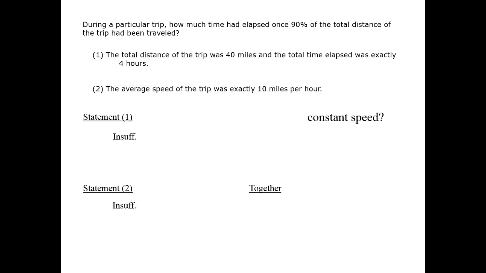Combining statements doesn't allow us to know whether or not the speed was constant. It might have been constant, and it might not have been, so we have insufficient information to answer the question definitively. The correct answer is E.